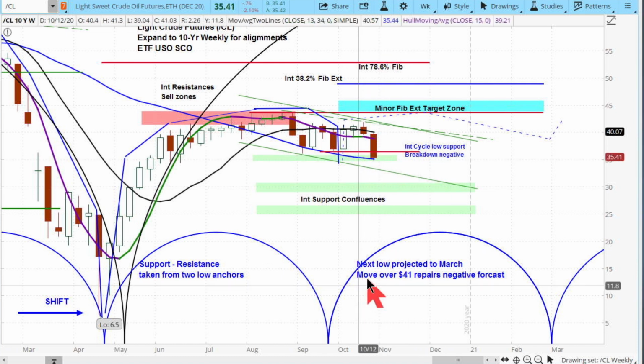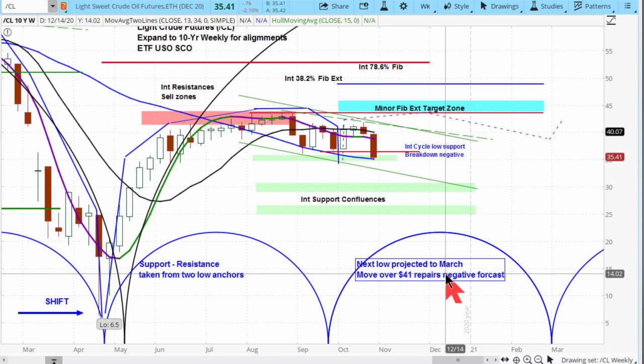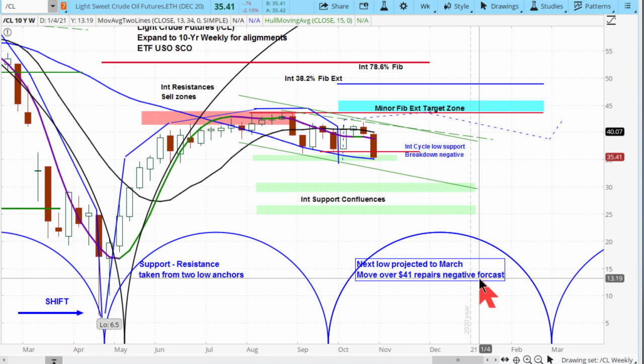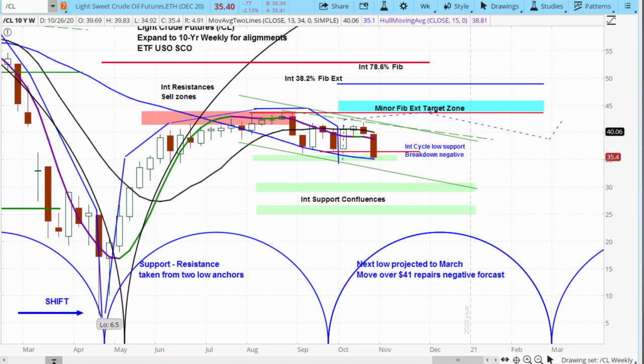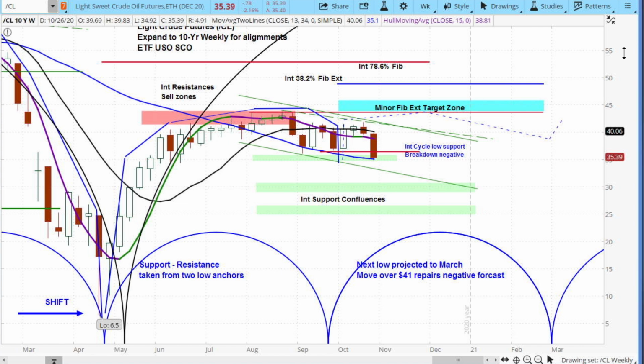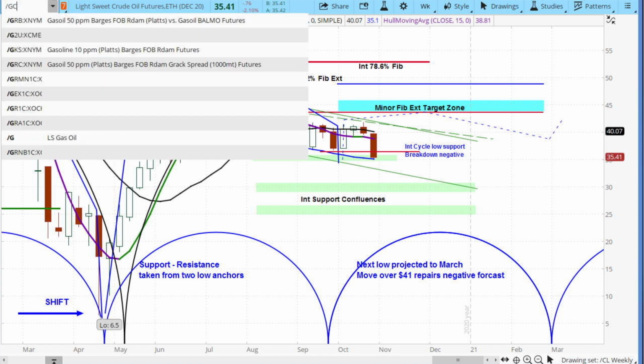The next low is projected into March, and a move over 41.80 actually improves that and repairs it, and so it will not be a negative forecast anymore. So that's kind of the look at the light crude market, taking into account the factors of which of these candidates are our next president in January of 2021. So that is a look at light crude. Now we're going to switch over and we're going to look at the gold market, /GC.